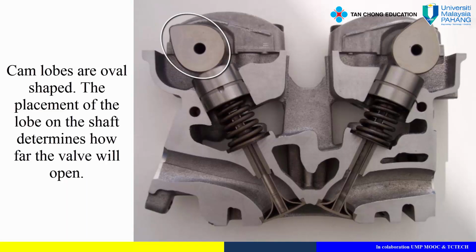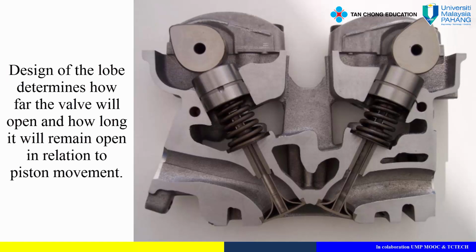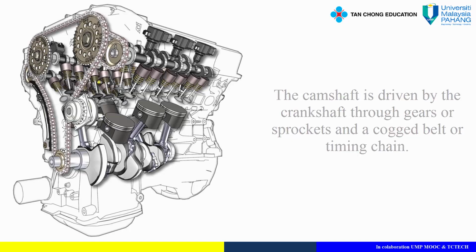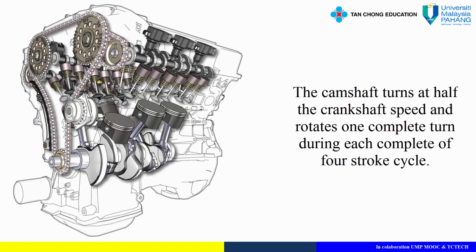Cam lobes are oval-shaped. The placement of the lobe on a shaft determines how far the valve will open. Design of the lobe determines how far the valve will open and how long it will remain open in relation to piston movement. The camshaft is driven by the crankshaft through gears or sprockets and a cog belt or timing chain. The camshaft turns at half the crankshaft speed and rotates one complete turn during each completed four-stroke cycle.